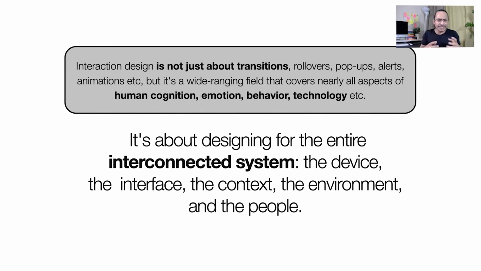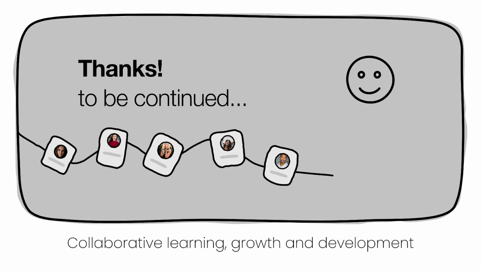When you're talking about the interconnected system, this is basically the device where the product would be used, the interface where the interaction will happen, and also the context, the environment, and the people. Context could be the why. And the environment could be whether he would be using the product on the go, or sitting on a chair, or standing, or what other environment he may be using the product in. By understanding those things, the interaction designer is able to come up with great experiences.